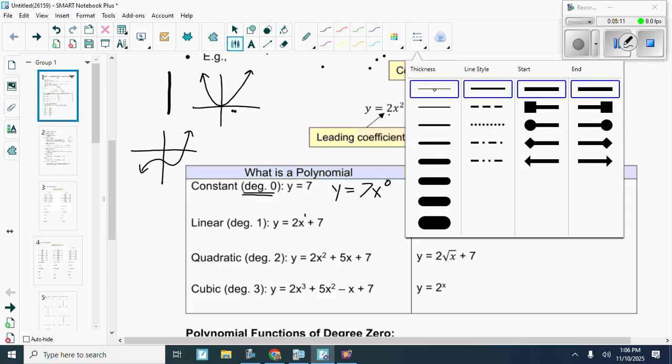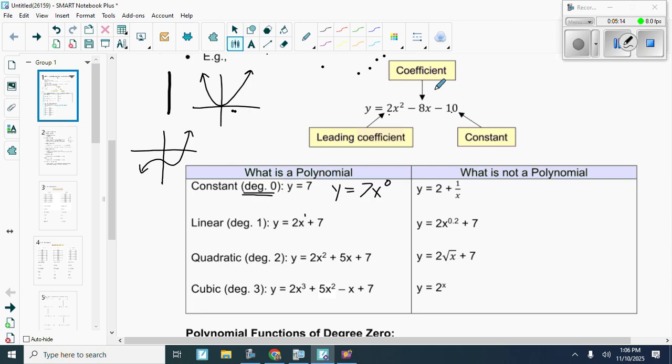Okay, we're just going to have thick lines today. Sorry, guys.